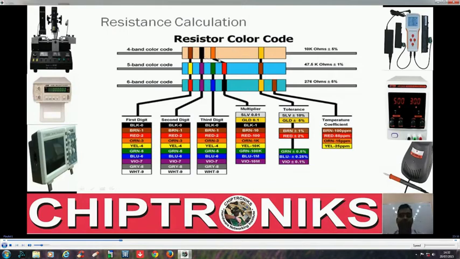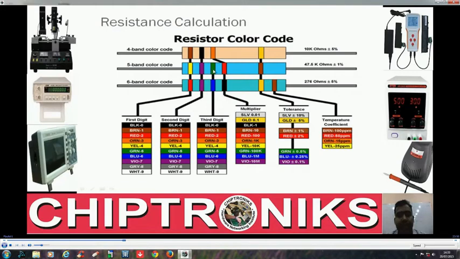All right, so let's take the first case, the 4 band color code. As seen, this is the first color, so the first color will represent the first digit. This is brown, so let's put 1. This is black, so black is the second digit. Black means 0, so let's put 10. And this is orange. Orange here means 1k, so we'll multiply 10 by 1k, that means 10k. And this yellow is basically tolerance, so this resistance value is 10k ohms plus minus 5%.